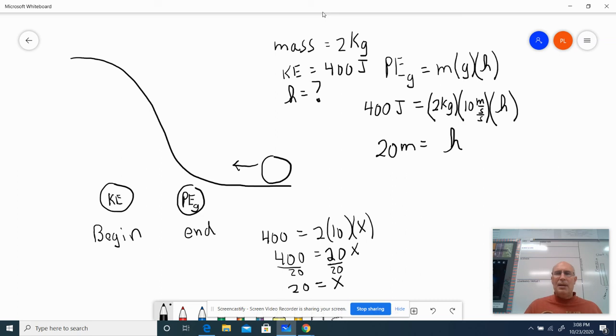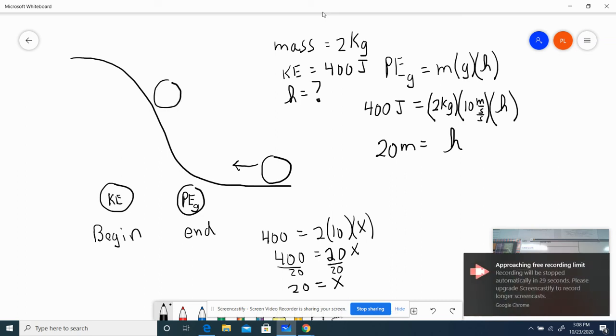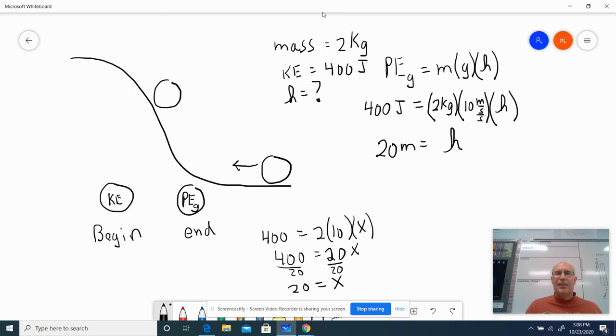So this rock will be able to go 20 meters up the hill, and that's where it's going to stop, because all its kinetic energy will be gone and changed to potential energy. And so that's how you solve through that problem. Watch the video again if you need some help.